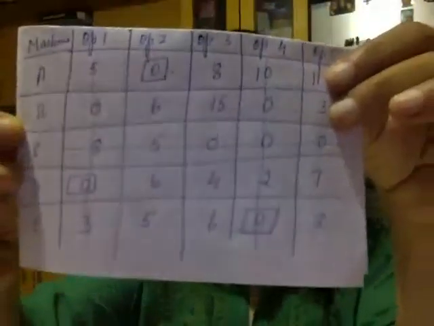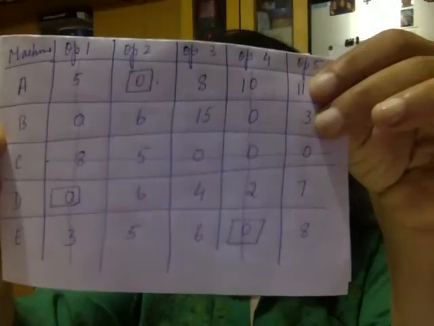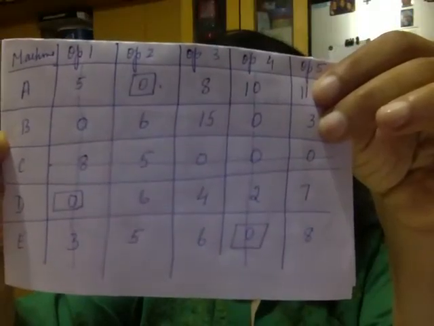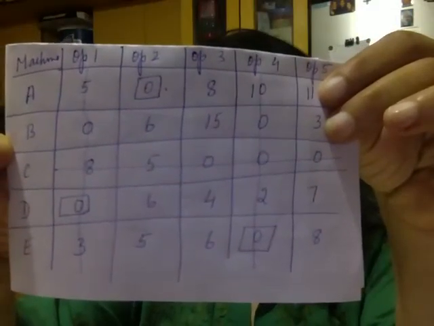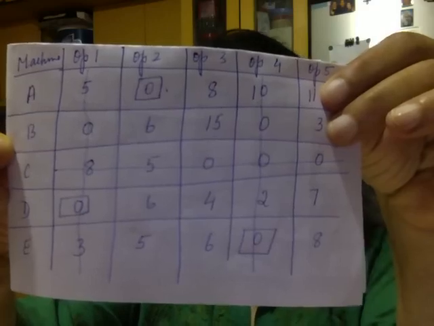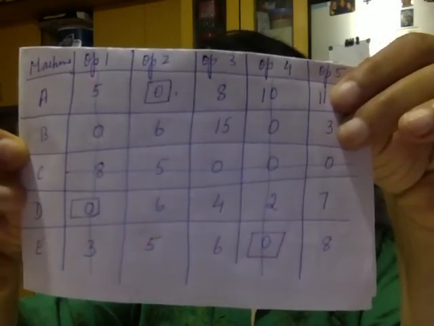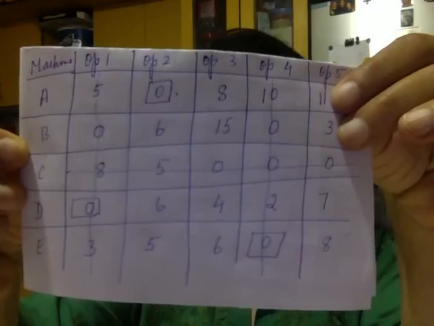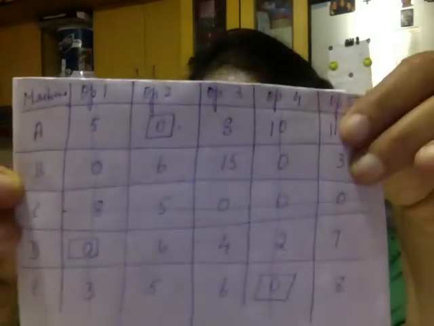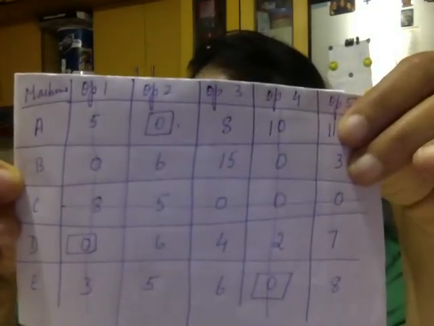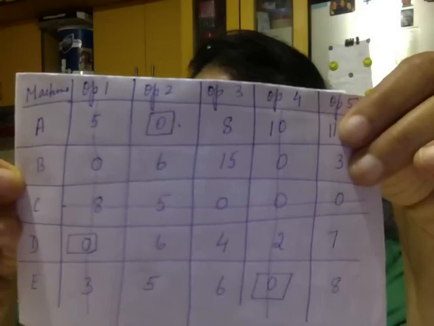For row C, we gave a horizontal line, hoping we will join all the zeros. Have we joined all the zeros? We have not joined only one zero, and that is in row A. Please check. All the zeros are joined except in row A.